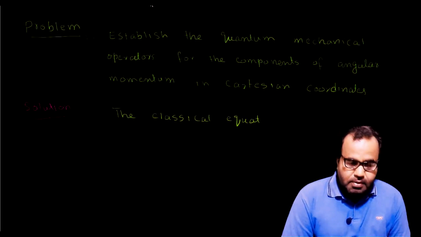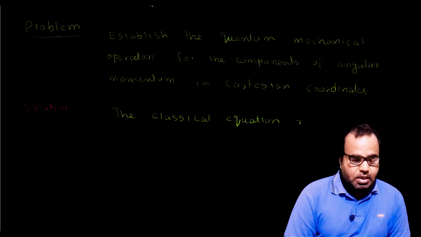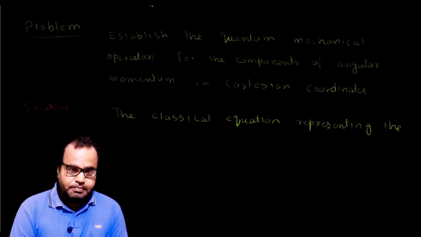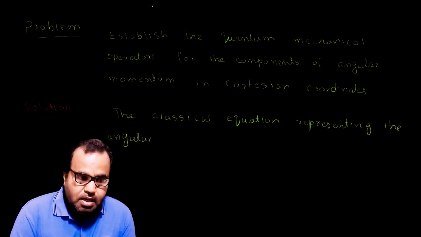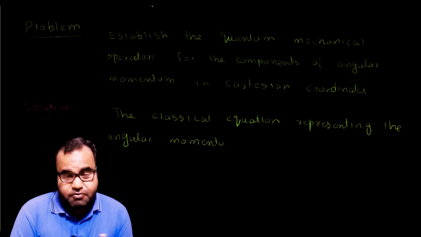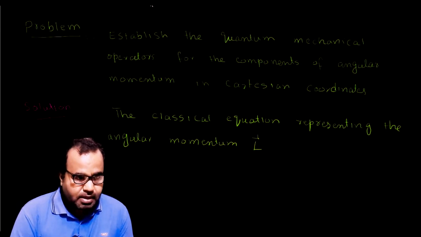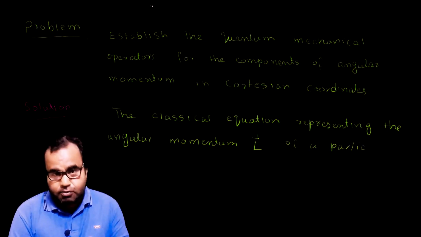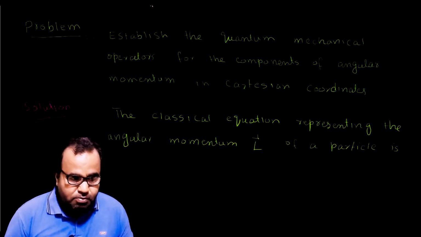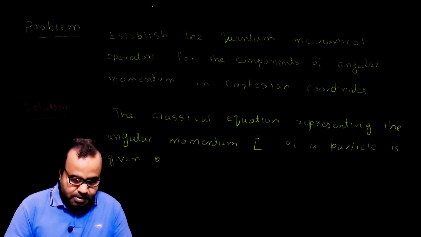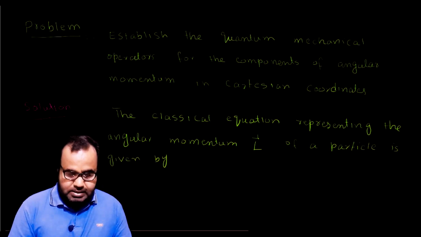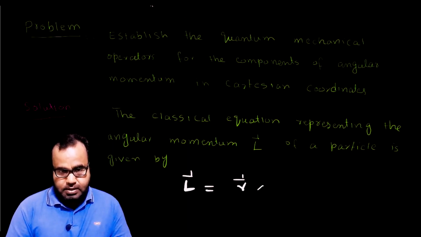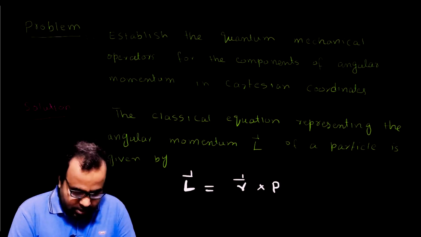So as we know, the classical equation representing the angular momentum of a particle is given by, and what is the classical equation? If the angular momentum is L, then the classical equation will be L is equal to R cross P. Okay, this is the classical equation of angular momentum.